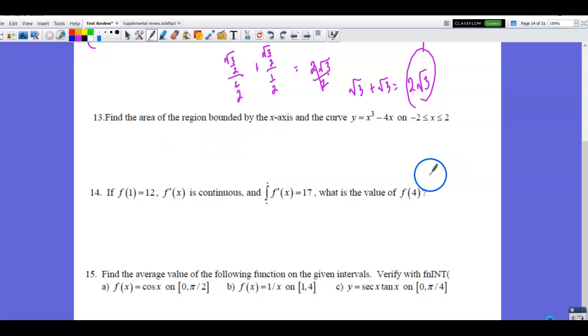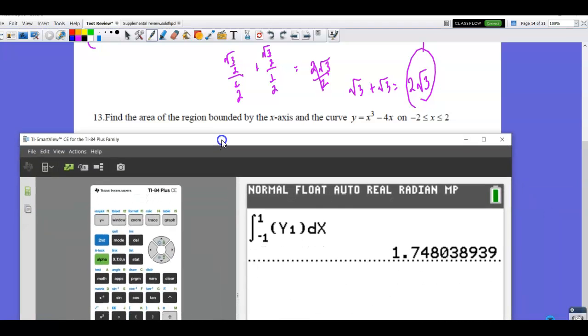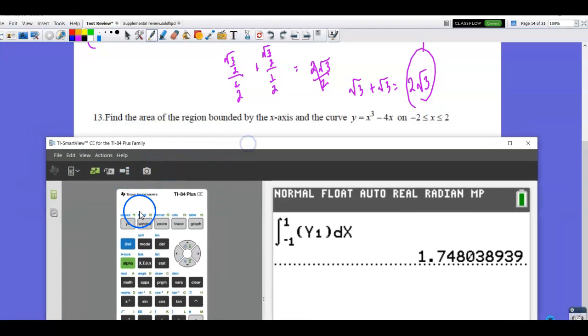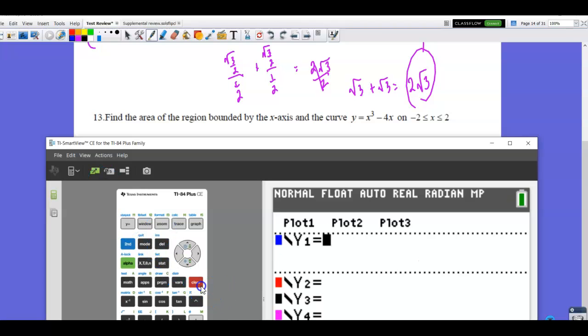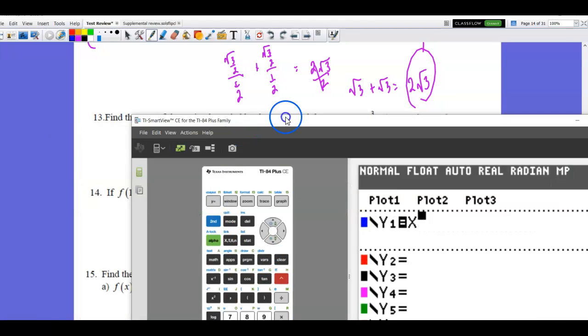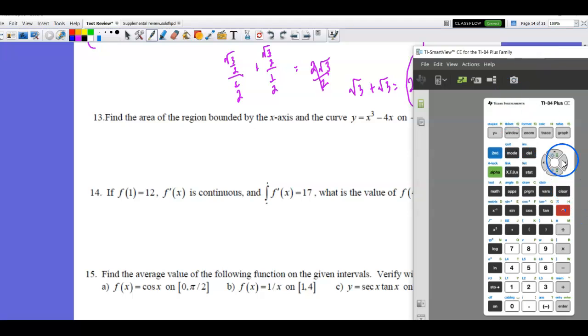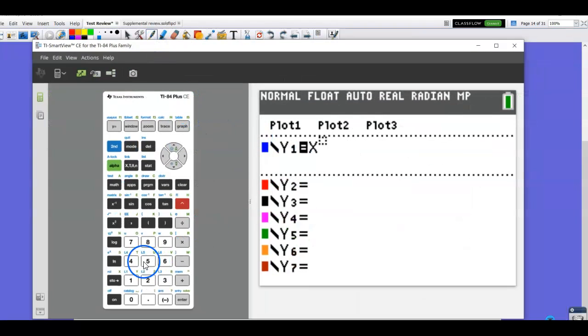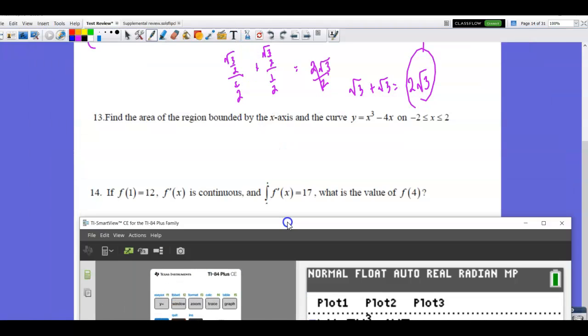Number 13, find the area, that means total area, of the region bounded by the x-axis and the curve y equals x cubed minus 4x on negative 2 to 2. So this would be a calculator problem, because I'm not expecting you to graph and figure that out on your own. All right, so x cubed, let's see how I can get this on here, x cubed minus 4x, make sure that's right.